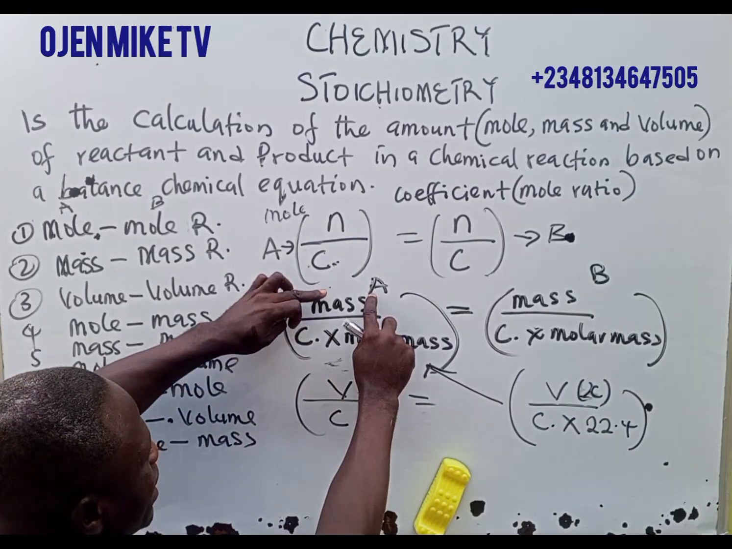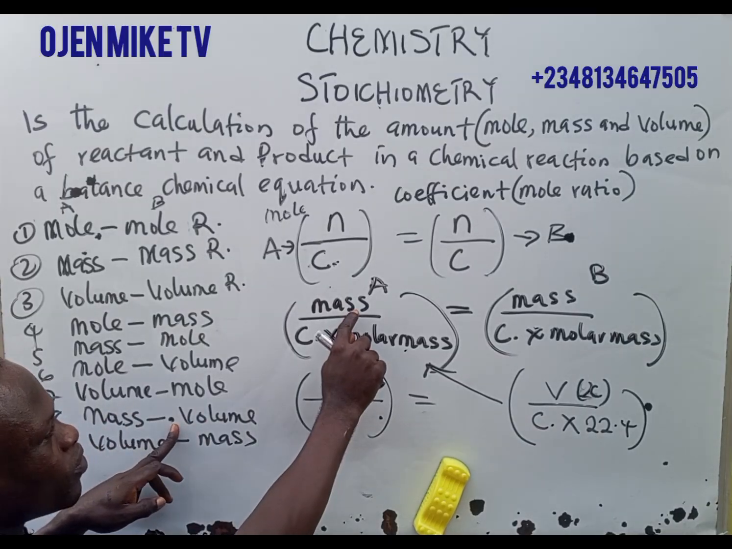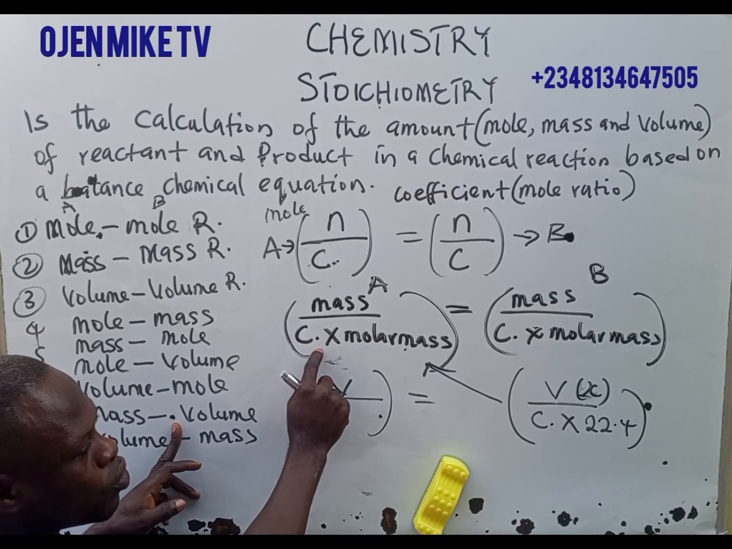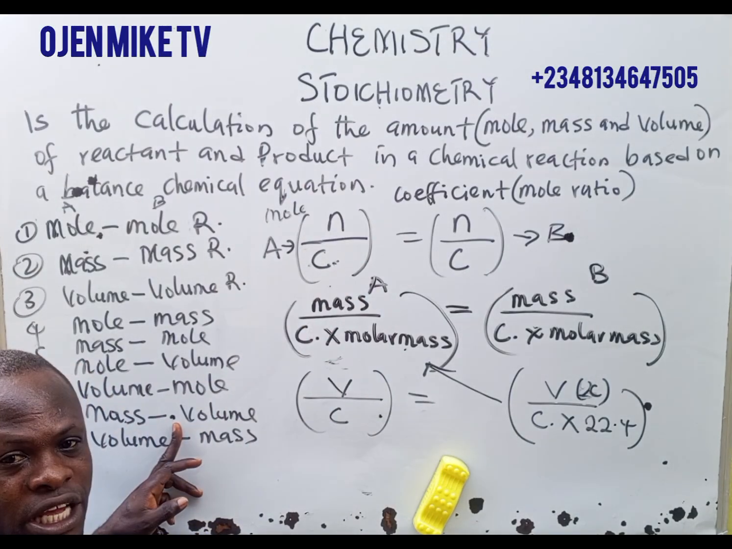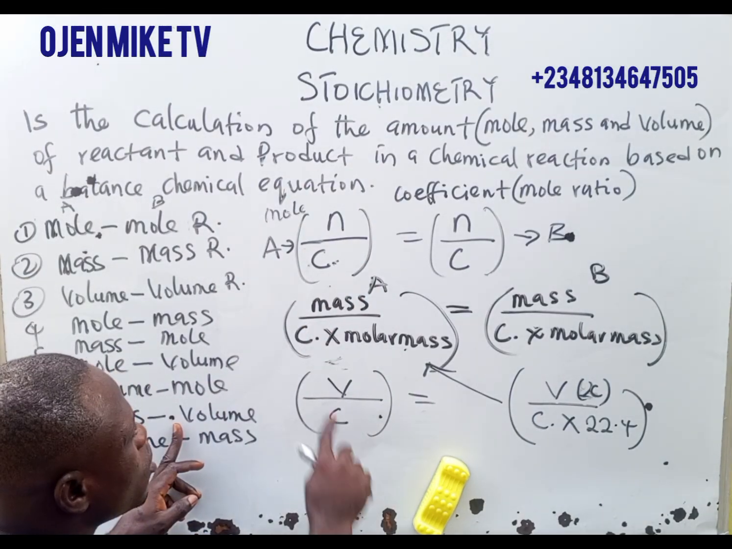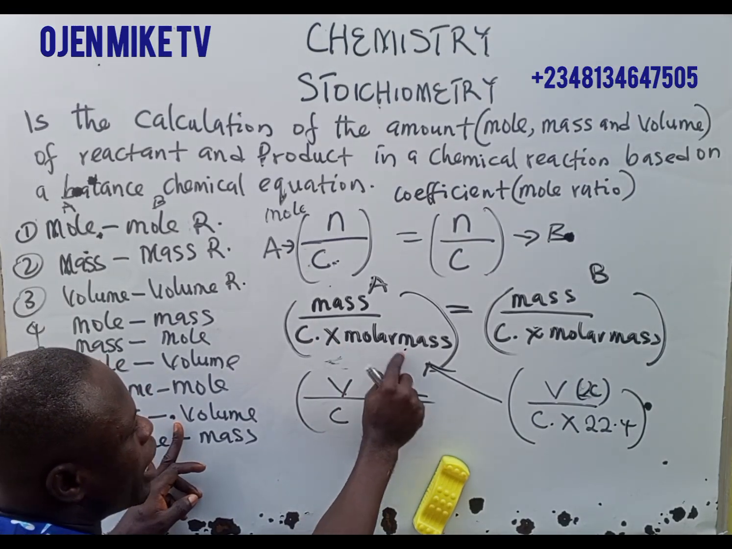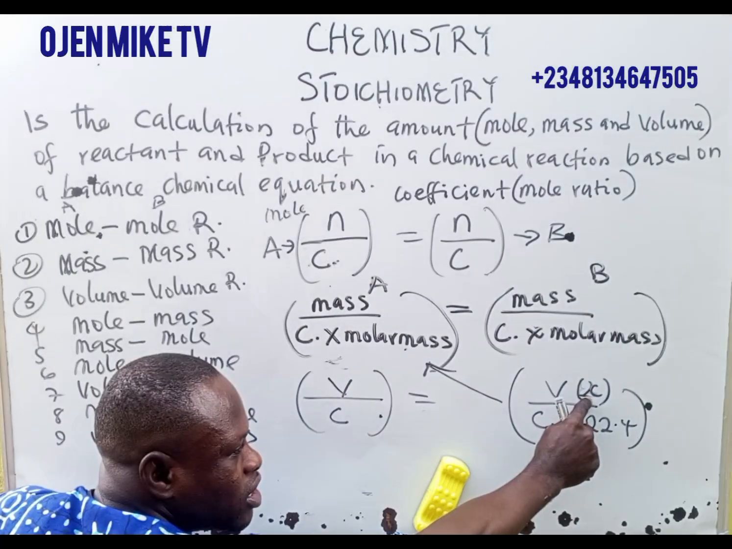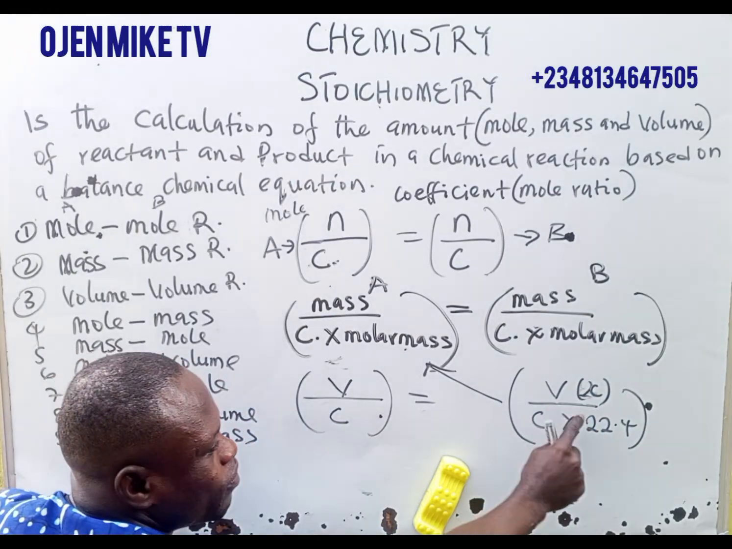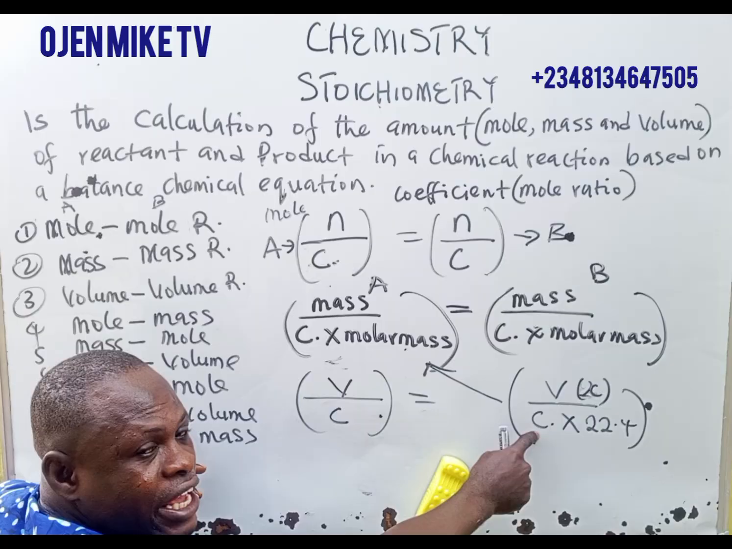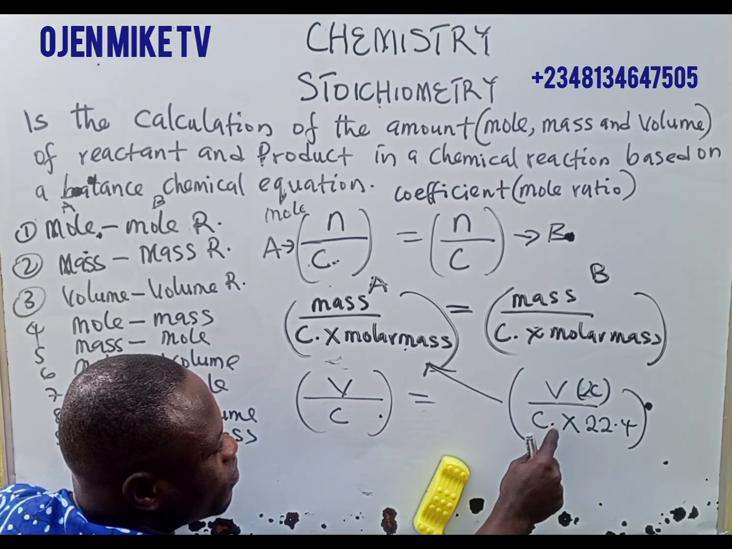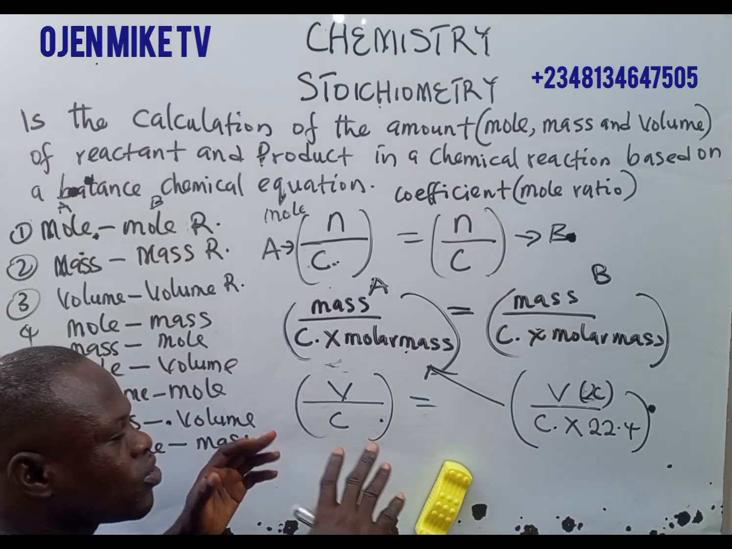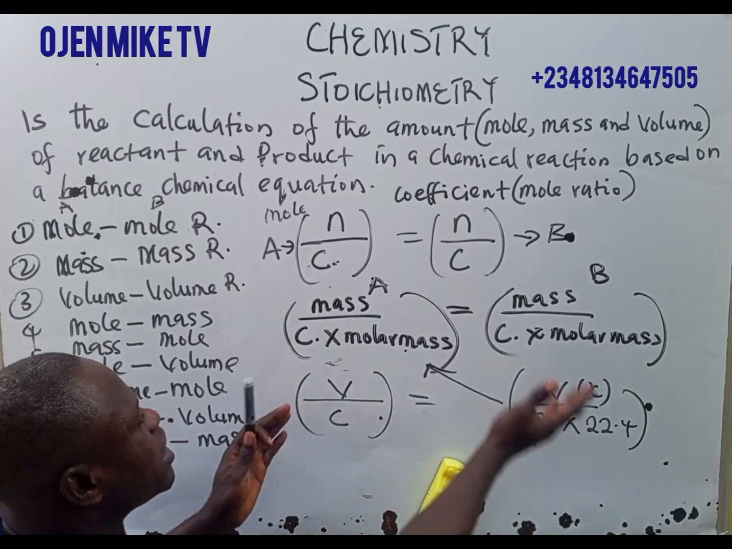Okay, so for mass to volume, you are given a mass of A and you divide it by the coefficient. Of course, all this has to do with a balanced chemical equation. So coefficient times the molar mass of that A is equal to volume. Here is what you are asked to calculate. So you make volume here X, divided by the coefficient of that X multiplied by standard volume 22.4. You get this thing. So whatever you are asked, just interchange it.